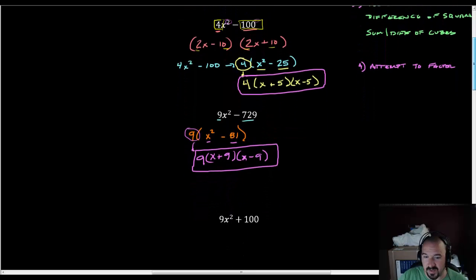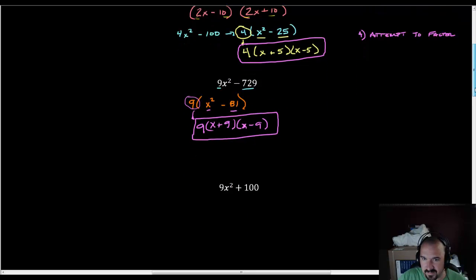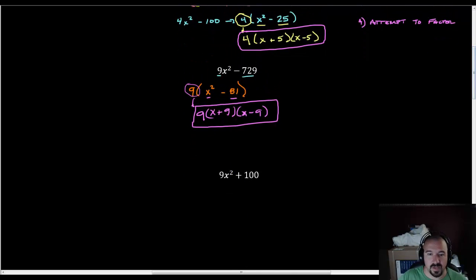All right, this next one's a little tricky. It's 9x squared plus 100. And some of you will be going, oh yeah, you just do this exact same thing. There's no common factor between 9 and 100. And so when you do it, you end up with 3x plus 10, 3x minus 10, and life is good.